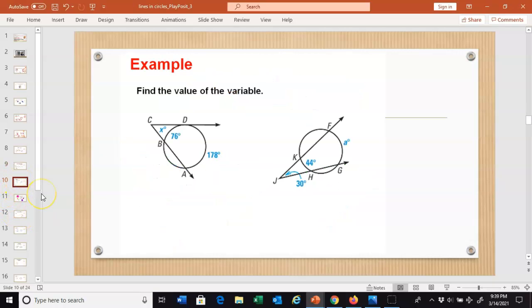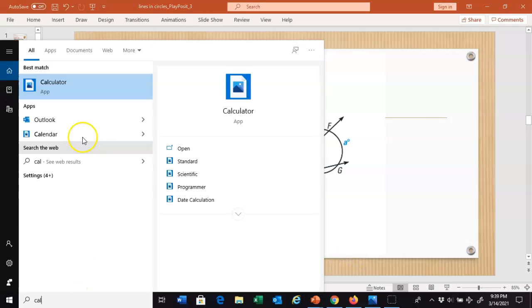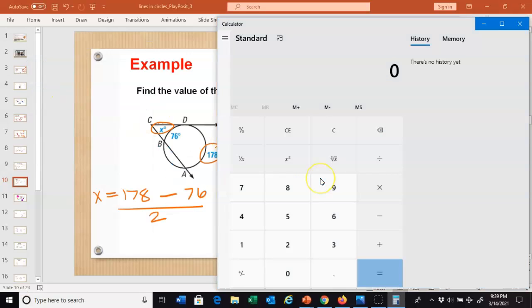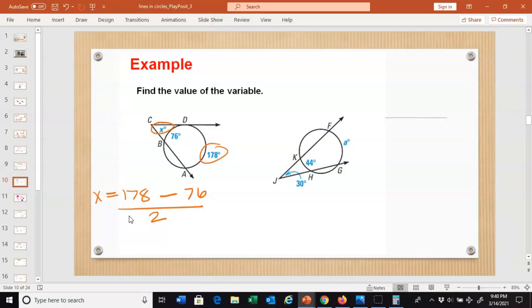So let's try one. Here we have an exterior angle. So the exterior angle equals the outside arc, 178, minus the inside arc, divided by 2. So 178 minus 76 divided by 2. 51, x is 51 degrees. And we're done.